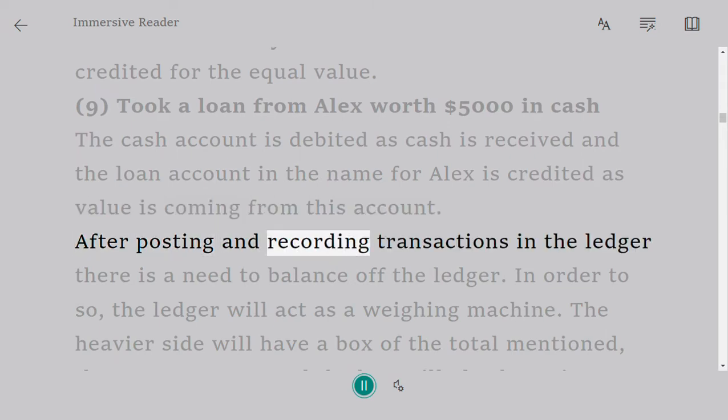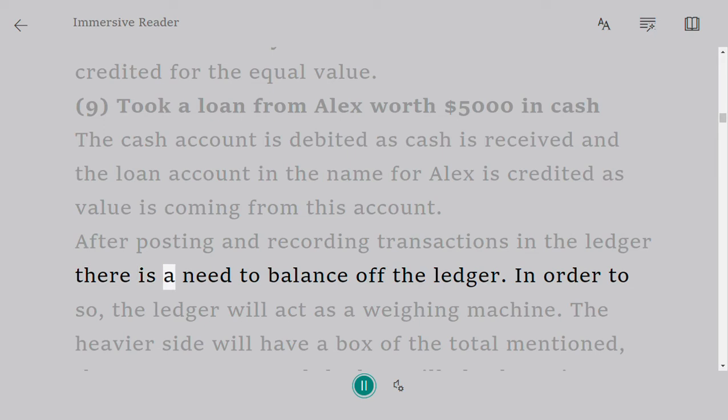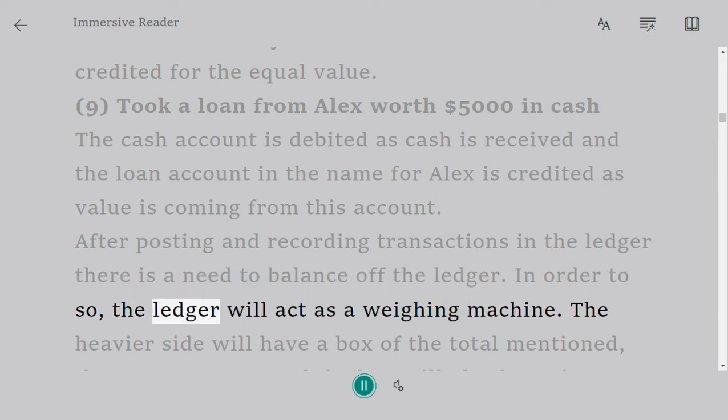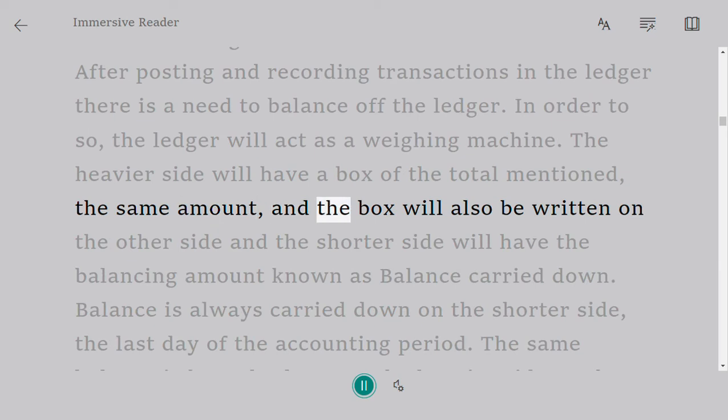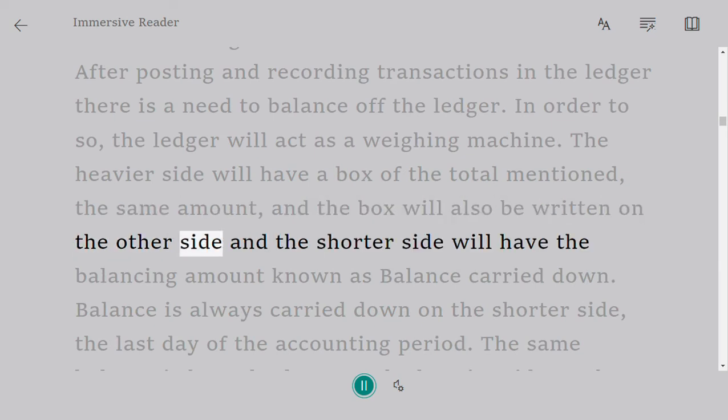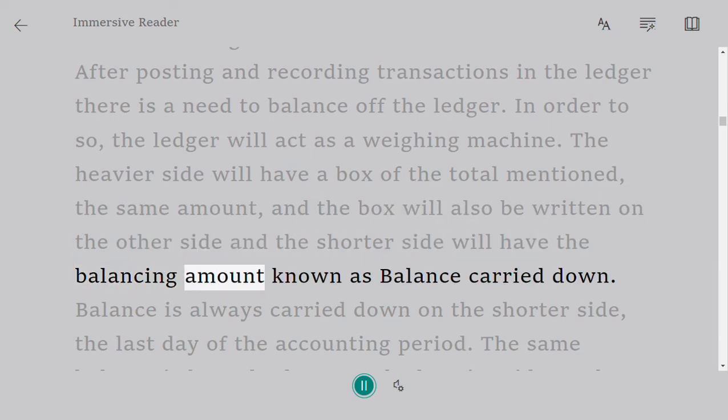After posting and recording transactions in the ledger, there is a need to balance off the ledger. In order to do so, the ledger will act as a weighing machine. The heavier side will have a box of the total, the same amount will also be written on the other side, and the shorter side will have the balancing amount known as balance carried down.